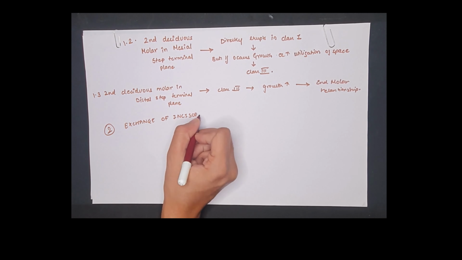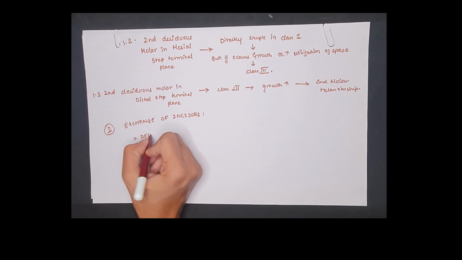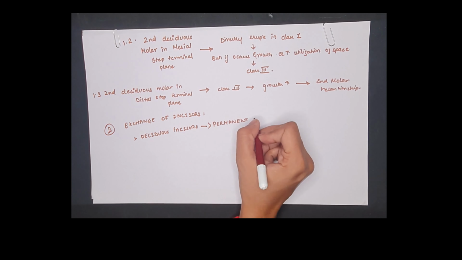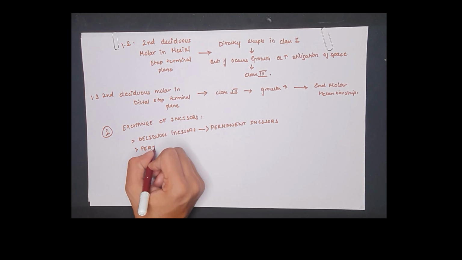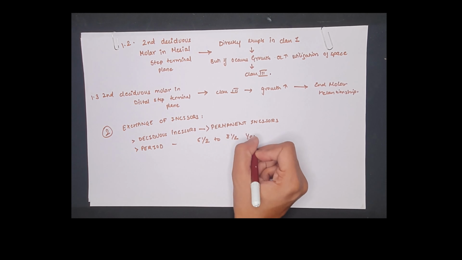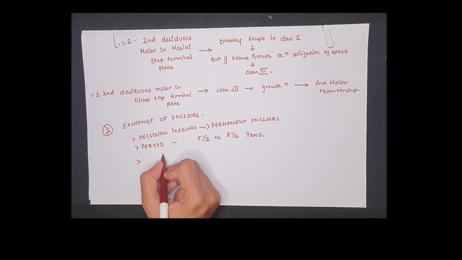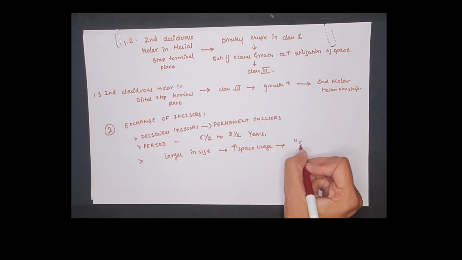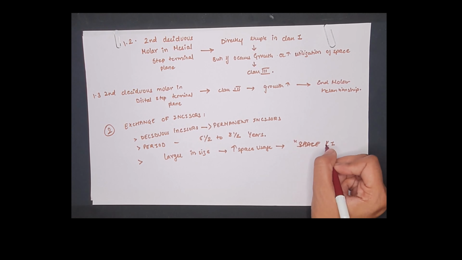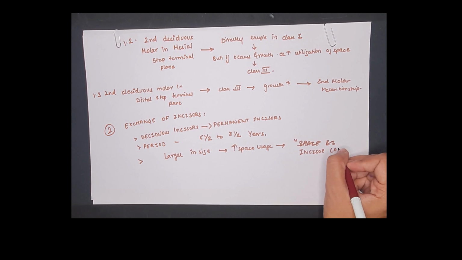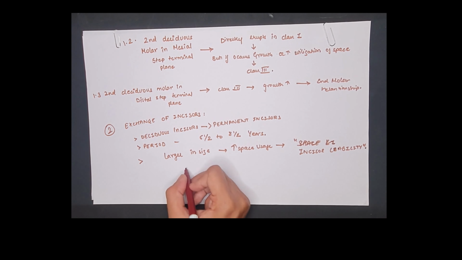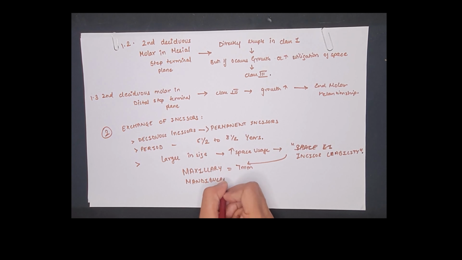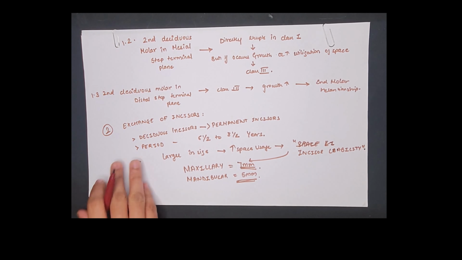The second thing is eruption of incisors. Deciduous incisors are changed by permanent incisors, and obviously the size of the permanent incisors is greater than the deciduous, and this is usually between 6.5 to 8.5 years of age. Now, as they are larger in size, they require more space, and this is known as the incisor liability. In maxillary, it is usually 7 mm, and in mandibular, it is usually 5 mm.